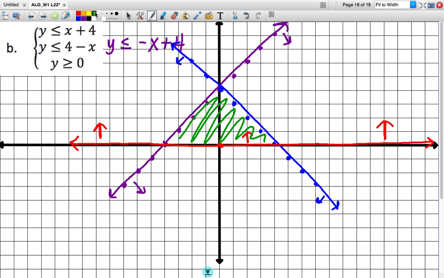So there are different ways to solve a system of equations. We looked at graphically and algebraically, specifically using the substitution method today.